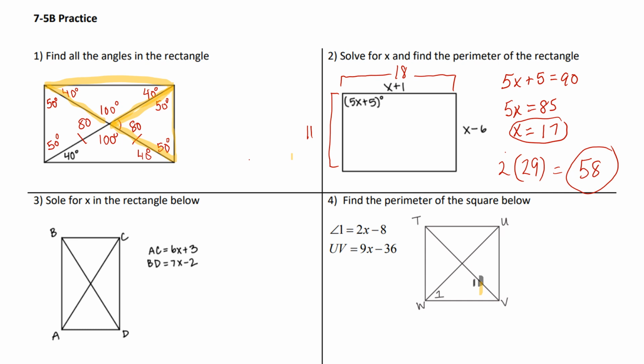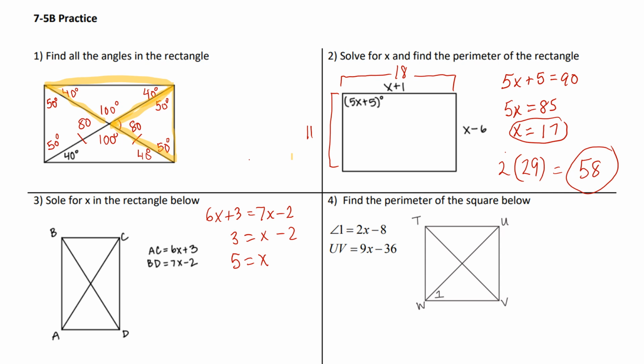For number 3, they told us the length of the diagonals, so we're going to use the property that the diagonals are congruent. So AC, 6x plus 3, and BD, 7x minus 2, have to be equal to each other. So if I subtract 6x, we have 3 equals x minus 2. If I add 2, 5 equals x. Oh, I have some blotches on this one.